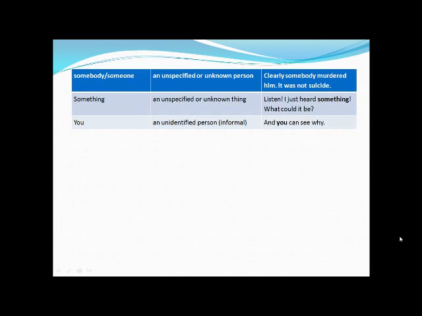And somebody or someone is an unspecified or unknown person. For example, clearly somebody murdered him. It was not suicide. And something. This means an unspecified or unknown thing. For example, listen, I just heard something. What could it be? And you. This means an unidentified person. That's informal. For example, and you can see why.